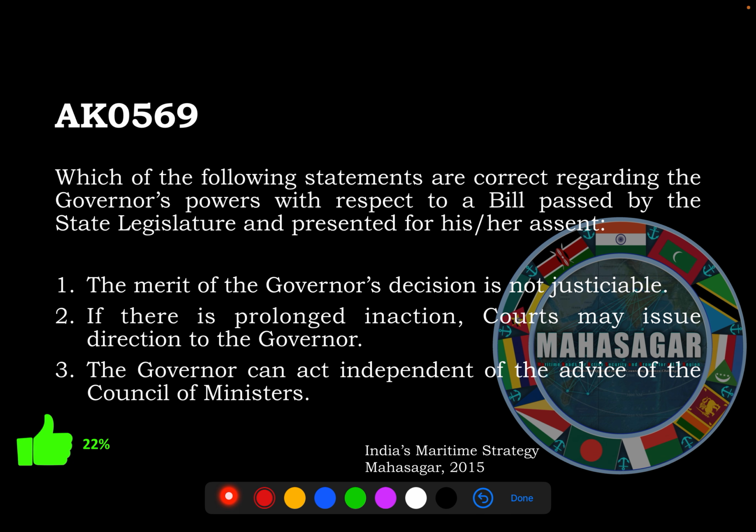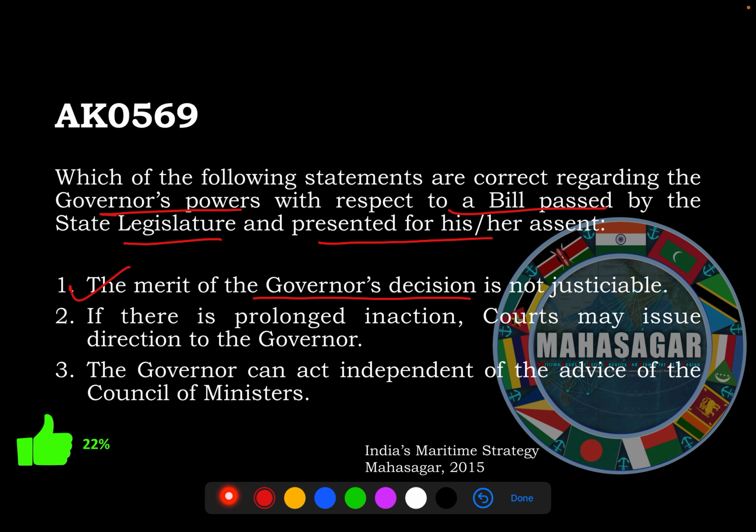So, next question. Which of the following statements are correct regarding the governor's powers with respect to the bill passed by the state legislature presented for the assent? Continuation of the previous one only. And the first statement says the merit of the governor's decision is not justiciable. Now, this is a correct statement.